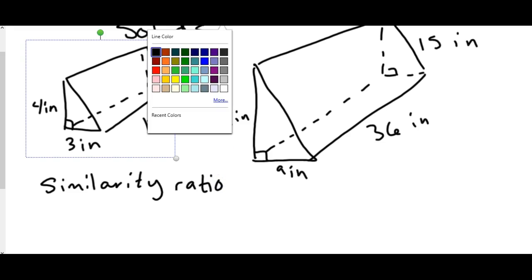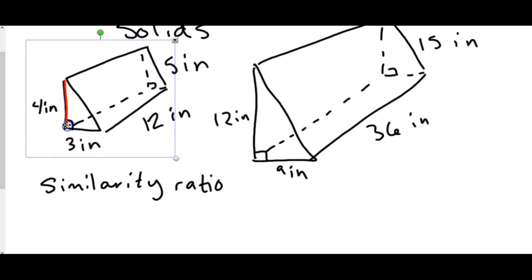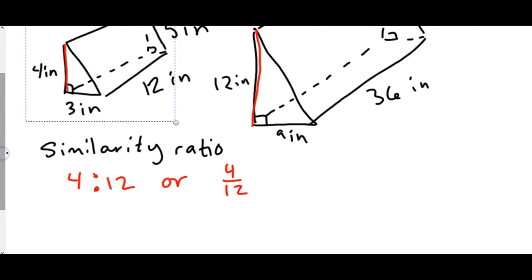So if I was to take a look at this left side, the 4 inches, and compare it to the corresponding side on the other shape. So the corresponding side is the one in the same spot. Since these have the same orientation, it's easy to tell that left side is going to be 12. So we're comparing 4 to 12. And you can do that two ways. You can write it with this colon in between, or you can write it as a fraction. Those are both the proper way to write this similarity ratio.